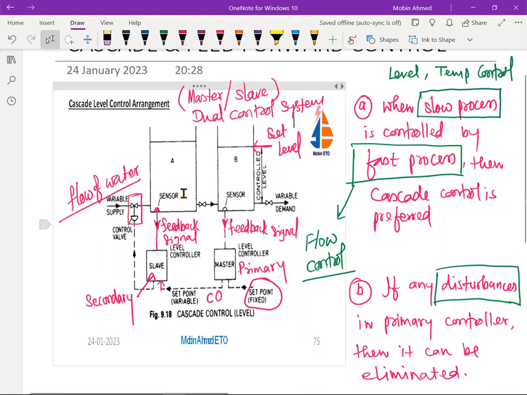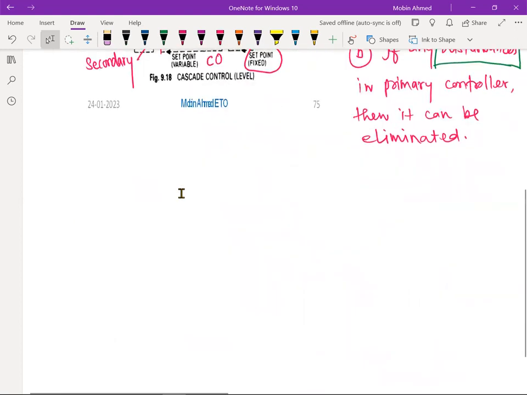Okay. Now this cascade control or dual control, the arrangement is going to be something like this. So this is a comparator. And here we are going to have the set value. This is the fixed set value.